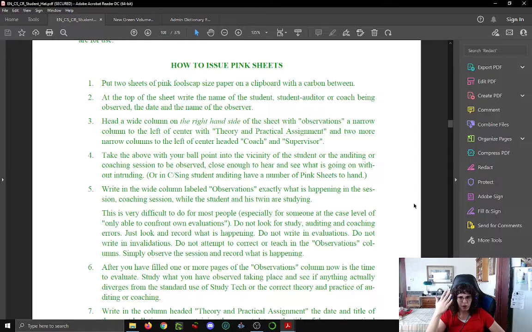Do not look for study, auditing, and coaching errors. Just look and record what's happening. Do not write in evaluations. Do not write in invalidations. Do not attempt to correct or teach in the observations columns. Simply observe the session and record what's happening.